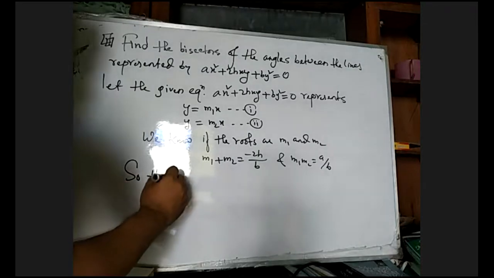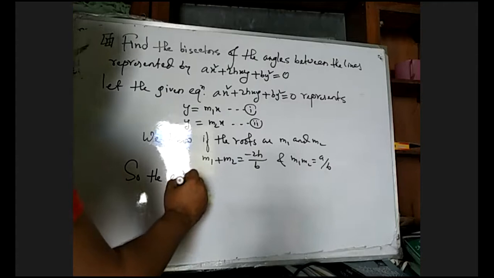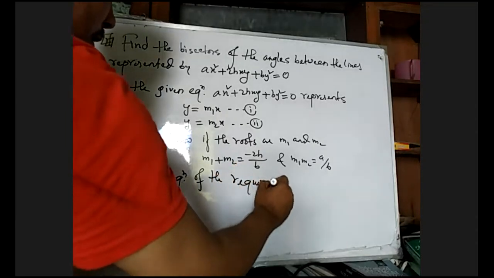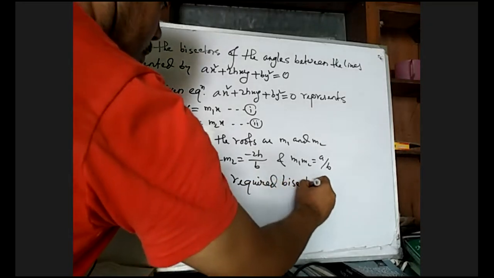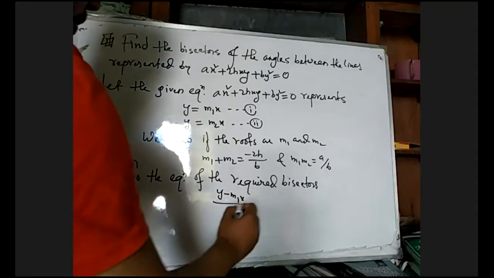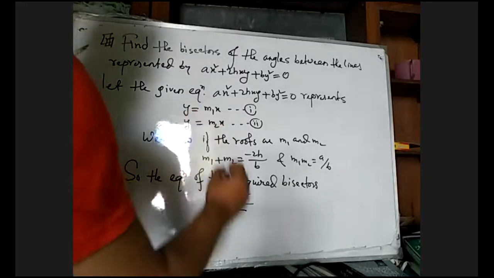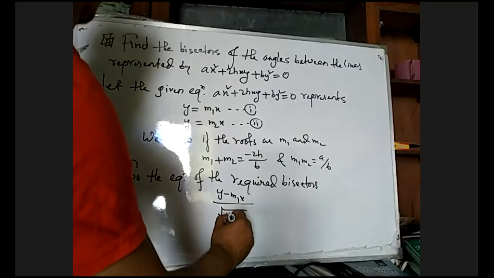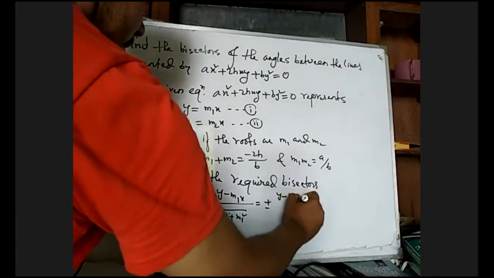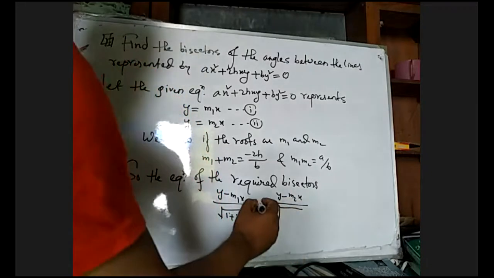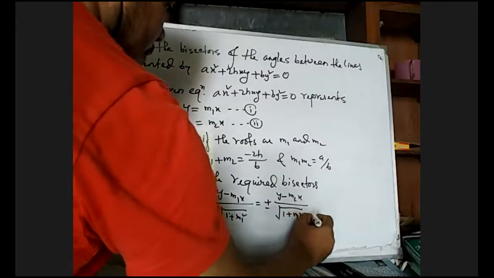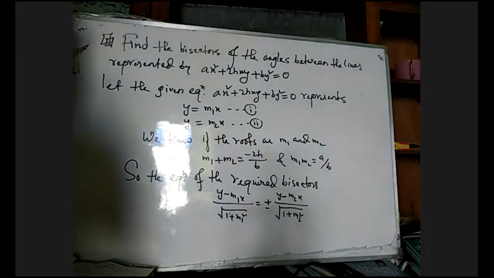So the equation of the required bisectors, what will be this first line? y minus m1x divided by the square root of coefficient of x square plus coefficient of y square, equals plus minus the second line, y minus m2x, divided by the square root of coefficient of x square 1 and coefficient of y square of the second line, which is m2 square. And this is the required equation of bisectors.